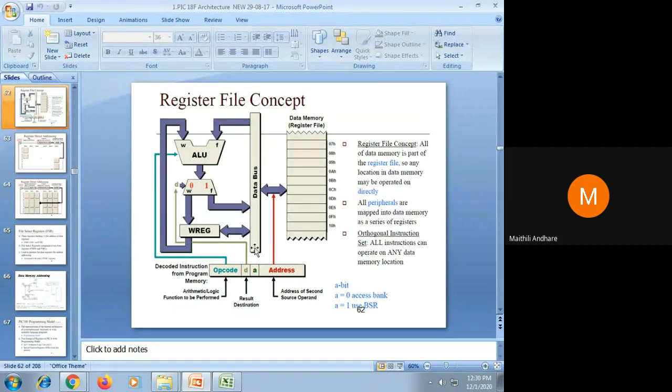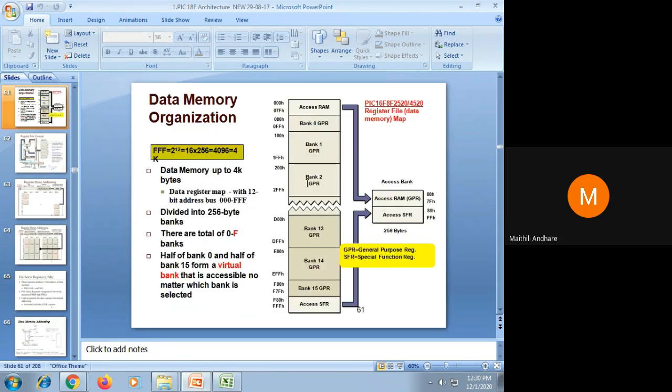Okay, so here the most important thing is that a bit is available. If a is equal to 0, the access bank will be accessed, and if a is equal to 1, use the BSR, that is the bank select register. So different banks can be accessed. Okay, so this is the access bank, and actually the access bank is a part of your data memory bus, but only half part of bank 0 and half part of bank 15 combined together forms the access bank.